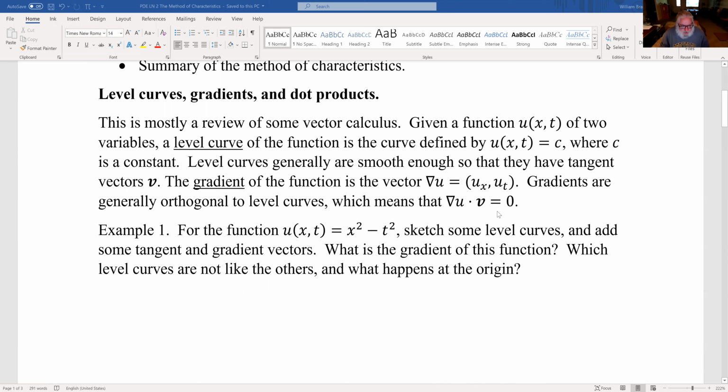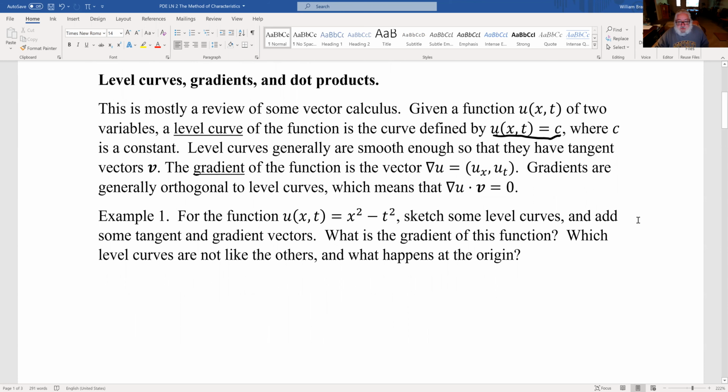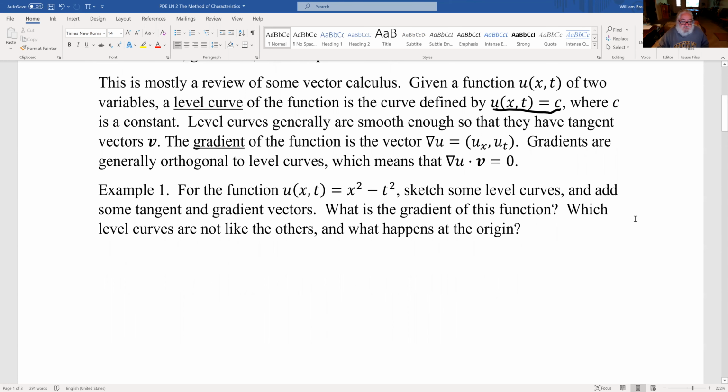Given a function of two variables, a level curve is where we set the function equal to a constant and try to solve for that. Level curves are generally smooth enough that they have tangent vectors v. The gradient of the function is grad u equals (ux, ut). Sometimes I'll write them in bold, sometimes I'll not.